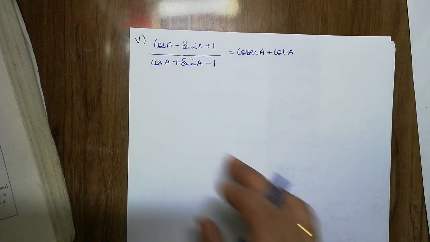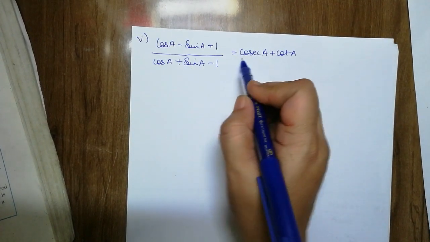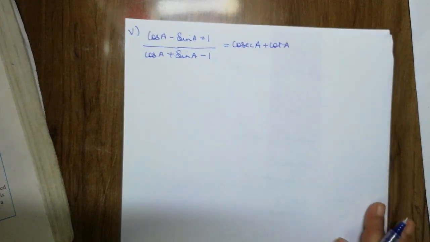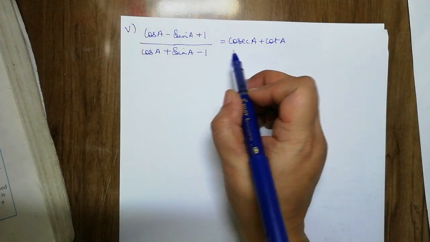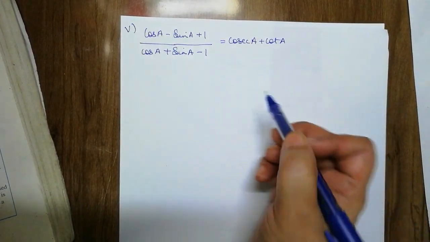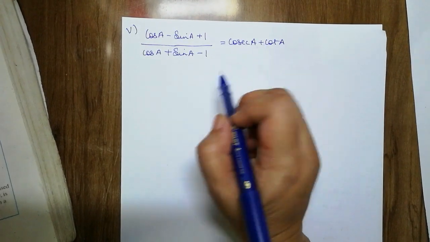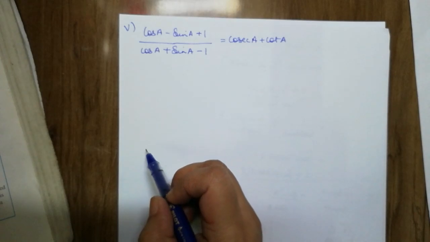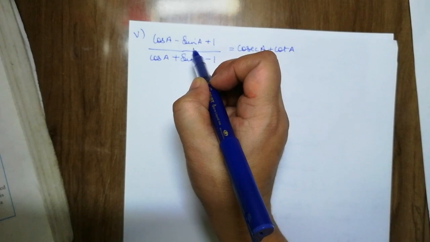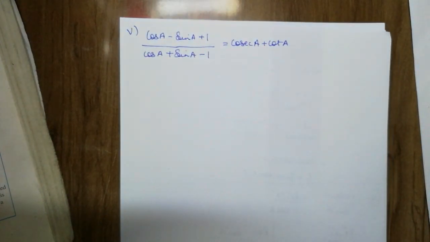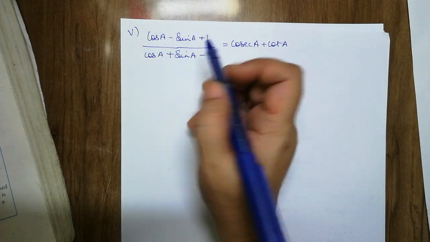The fifth sum: cos A minus sin A plus 1, divided by cos A plus sin A minus 1, equal to cosec A plus cot A. Now first, before getting started with this sum, let us see how we have to start it, or what the given things are. This is cosec A and this is cot A. No square over here, no identity can be applied for this. This is already in the simple format, that is in the form of sine and cos. So we cannot do any further simplification or use identities, because they are not square terms.